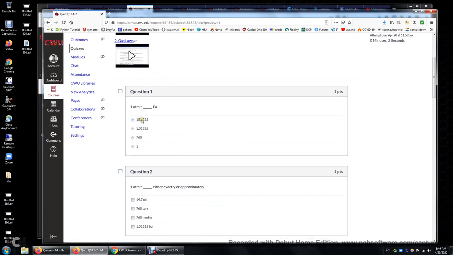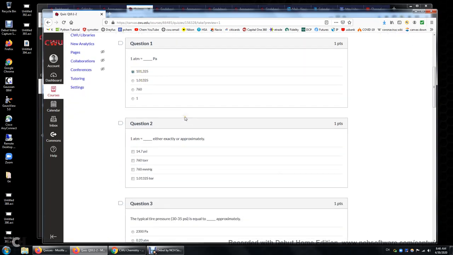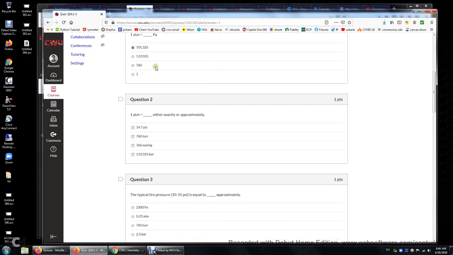One ATM is 101,325 pascals. That's from the textbook or from the internet. One ATM is equal to, well, first, it's 1.01 bars. 1 bar is 10 to the power of 5 pascals exactly. 1 ATM is roughly 760 millimeter mercury or 760 torr. 1 torr is 1 mmHg. So these two numbers are approximate numbers because really it depends on the gravitational acceleration and even temperature.